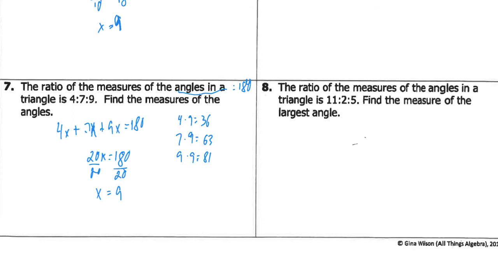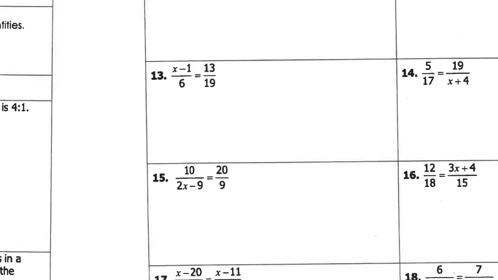So you always want to glance at these and check real quick. Yep, they add up to 180. So we got it right. Okay, number 8 is exactly the same. You're looking for the measures of the angles in the triangle. Has to add up to 180. So I'm going to go to the next page.